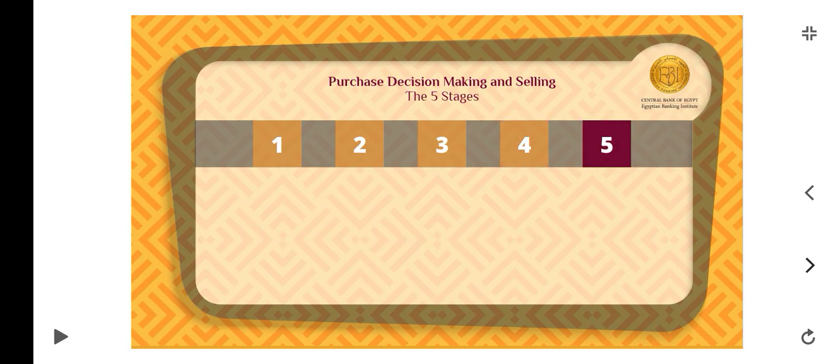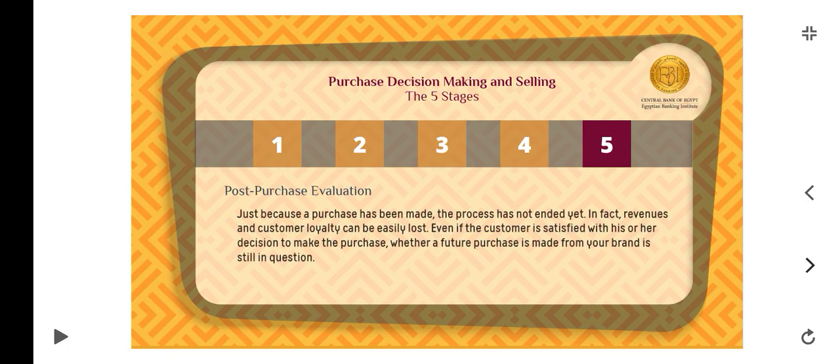Stage 5, post-purchase evaluation. Just because a purchase has been made, the process has not ended yet. In fact, revenues and customer loyalty can be easily lost. Even if the customer is satisfied with his or her decision to make the purchase, whether a future purchase is made from your brand is still in question.